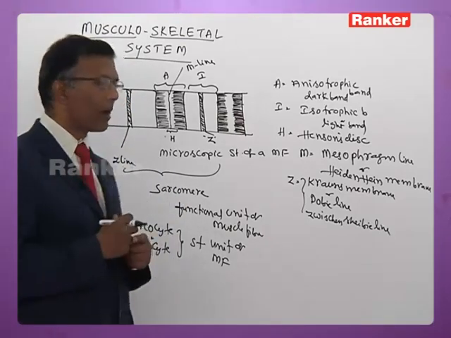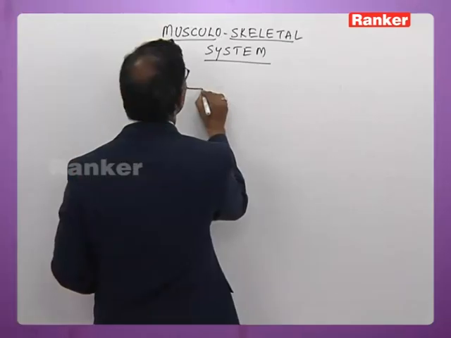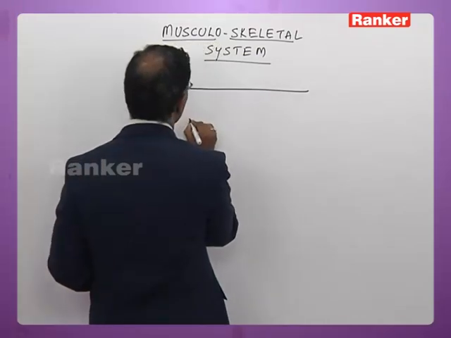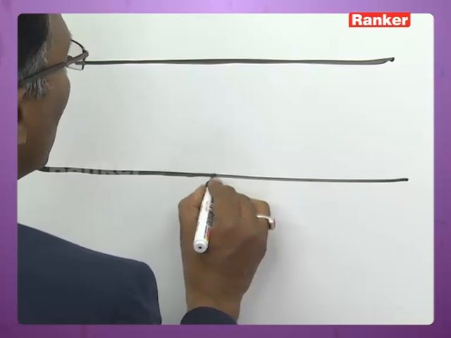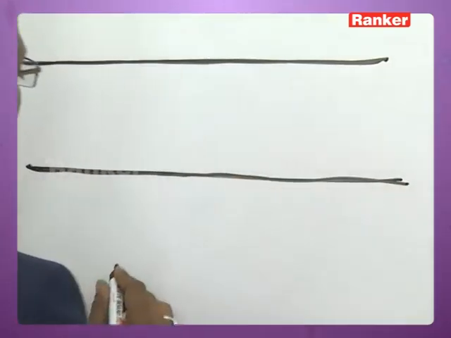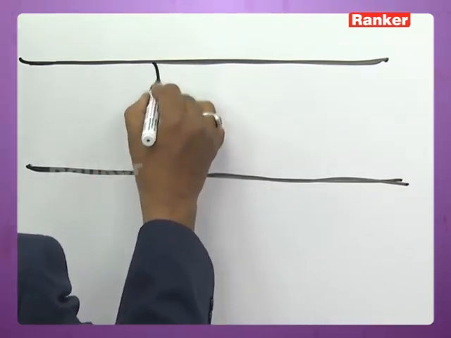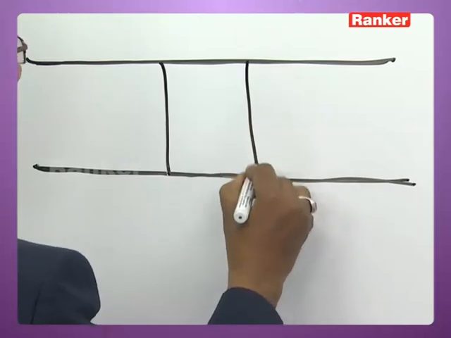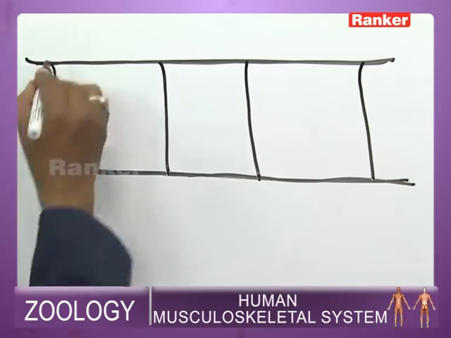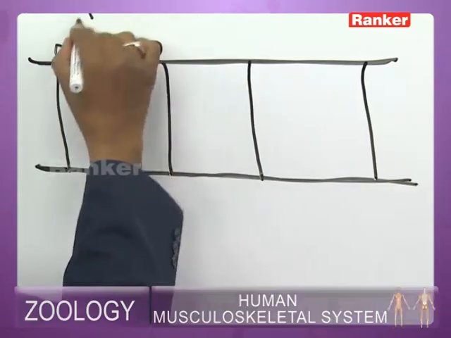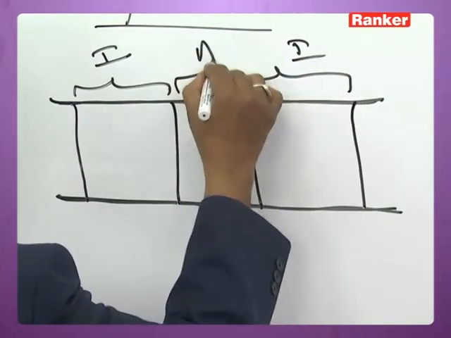Now we shall talk about the microscopic structure of A band and I band here. Now here I will draw an A band at the center, and assume that from here to here you have an I band. I label this. This is I, this is also an I, and this is A.